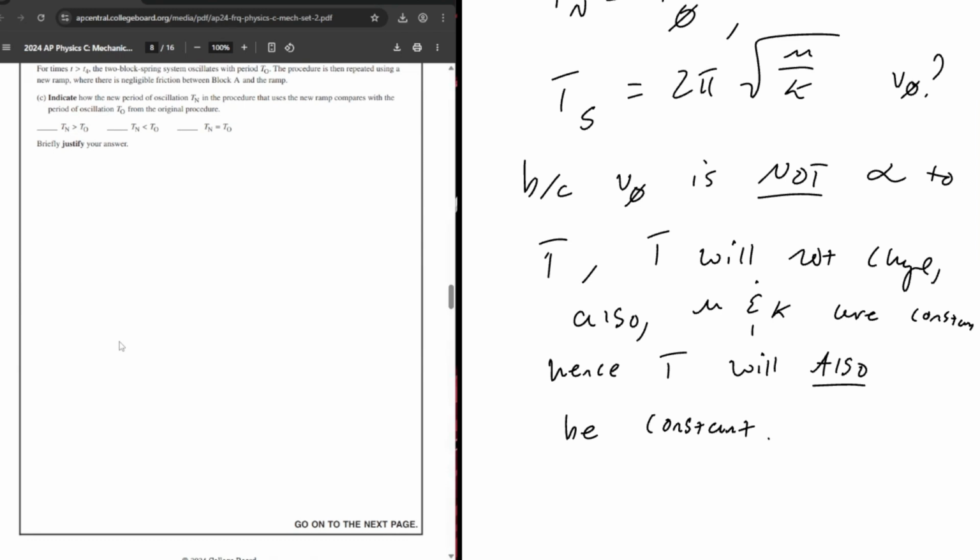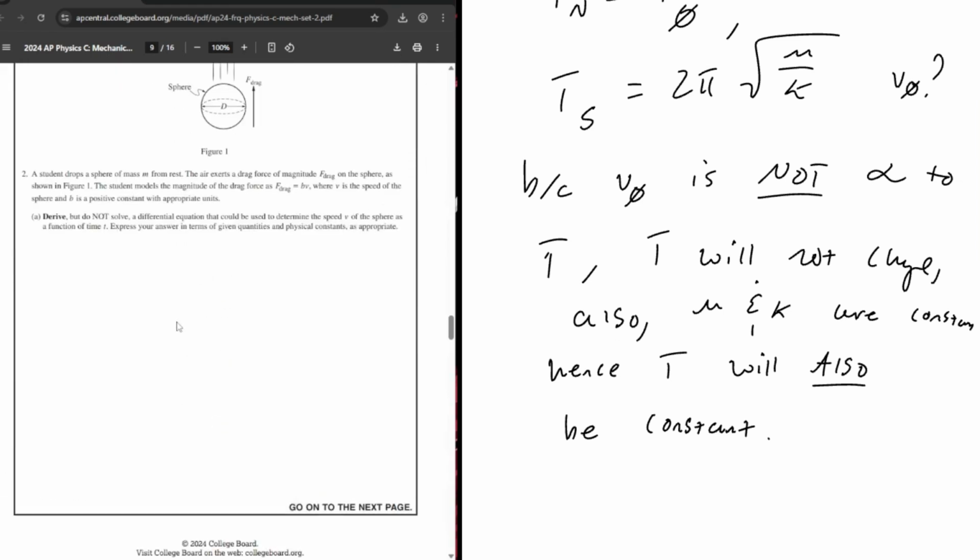There's your justification. And you might be asking, why am I thinking initial velocity? It's saying negligible friction. Well, the initial velocity would increase if you have less friction, because there's less energy dissipated. More energy can go into kinetic, more velocity. There you go. Next question.